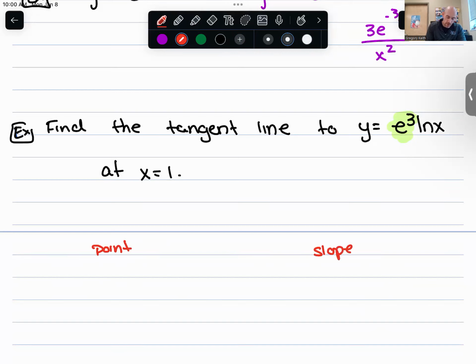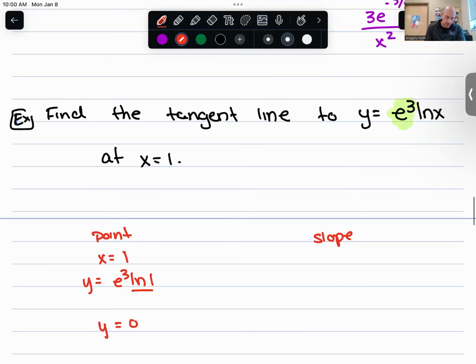So our point, we know x equals 1. Our next thing we got to find is the y. The way that we find the y is we plug it in. So y equals e cubed natural log of 1. We talked about natural log of 1. That is equal to 0. So our point is 1 comma 0.